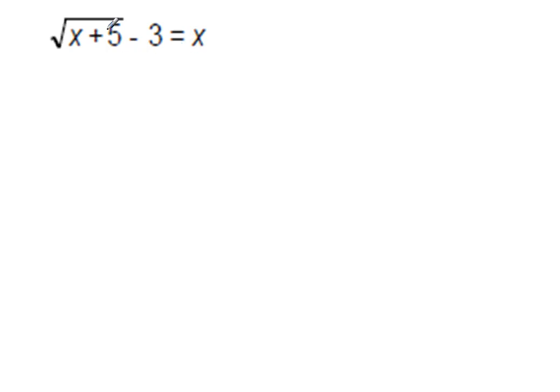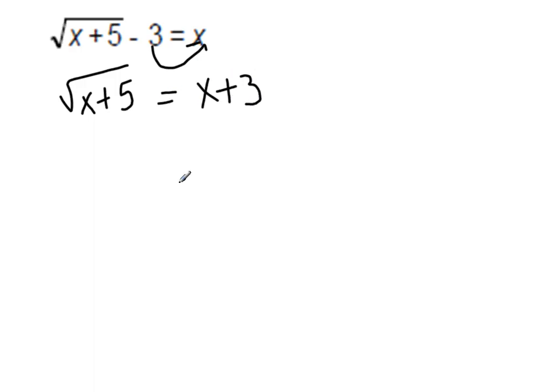I need to isolate the radical, IRS. So we're going to isolate the radical, which means I'm going to move the 3 over, so I'm adding 3. So I have the square root of x plus 5 equals x plus 3. All right, we're at step 2. It says we're going to square both sides because we're raising.